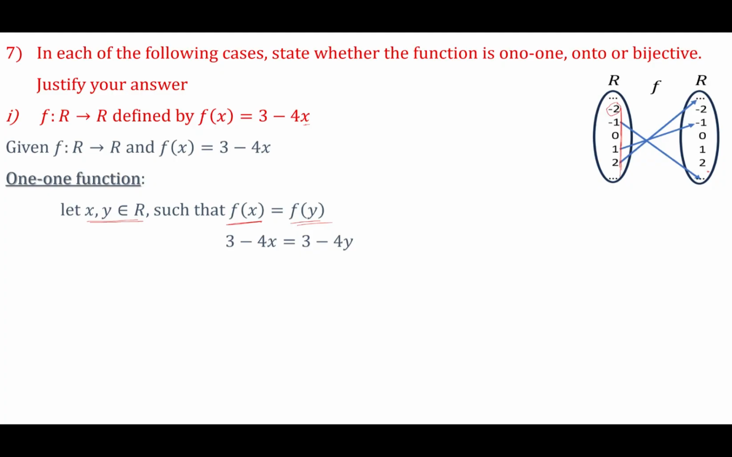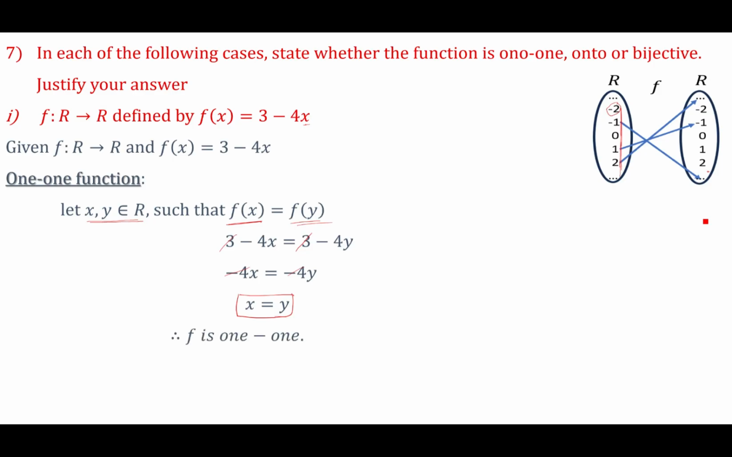Now, I'm going to keep it. So, this 3 and this 3 get cancelled. And negative 4x is equal to negative 4y. And this negative 4 and this negative 4 get cancelled. So, x is equal to y. If x is equal to y, that means the given function is 1-1.